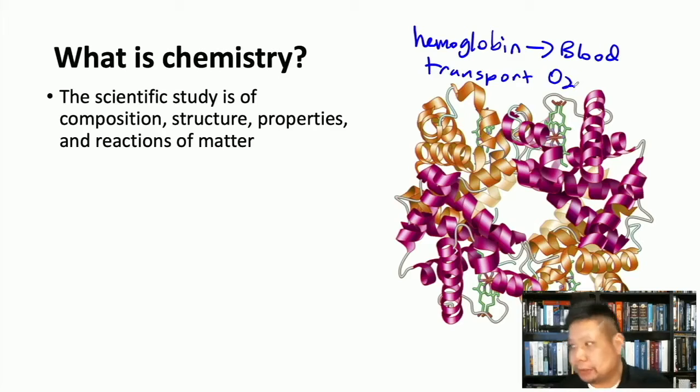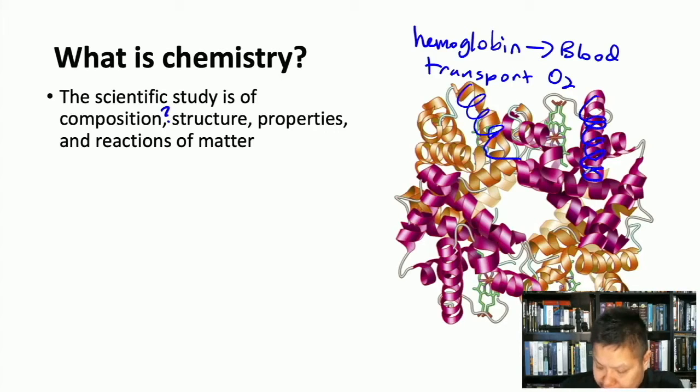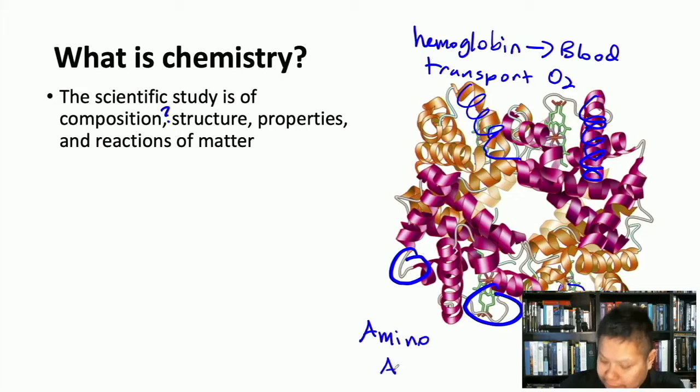So let's use this protein, hemoglobin, as our example for what chemistry is in its definition. What is the composition of hemoglobin or your blood? All right. The first thing is composition. Well, proteins are actually made of these swirly things called alpha helices. These are all random coils, and they're all made of very specific things called amino acids. We'll talk a lot about amino acids later on in the semester.